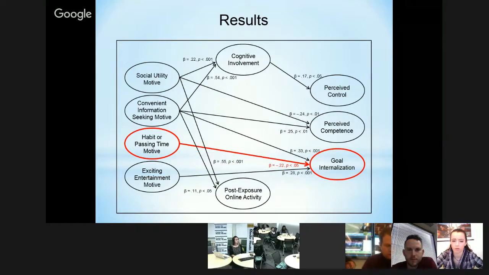Habit or passing time motive was negatively related to goal internalization. This finding indicates that users who utilize YouTube to pass time or as a habit are not likely to feel enthusiastic about good healthcare, given that they may not have specific health-related concerns for coping with. Convenient information-seeking motive and exciting entertainment motive were positively related to goal internalization. These findings indicate that users who feel it is easy or enjoyable to search for specific health information on YouTube are likely to feel motivated for good healthcare.